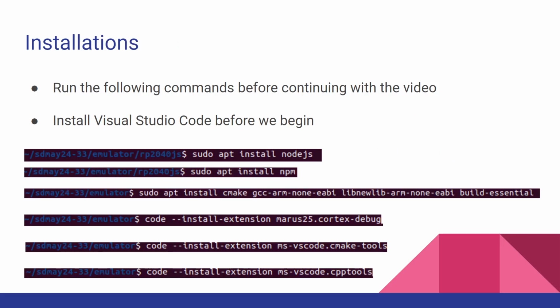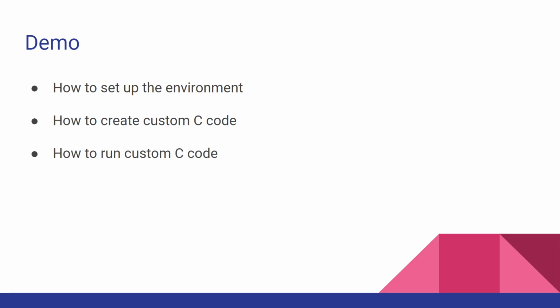Before we begin, please run the following commands and pause the video. Installing Visual Studio Code before we begin is also essential and is used by those last three commands where code is the command used. We will take a pause here and let you install these commands. This is needed as these are all the utilities that you will be using during this video. After installing everything on the previous slide, if you have not paused and done so, please do that now.